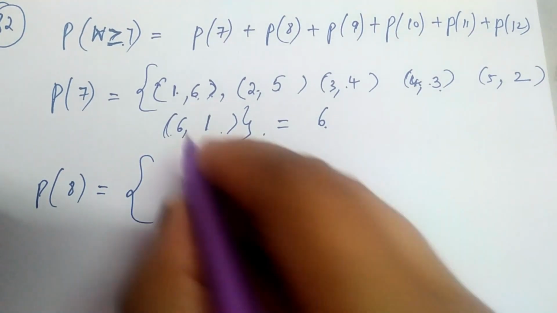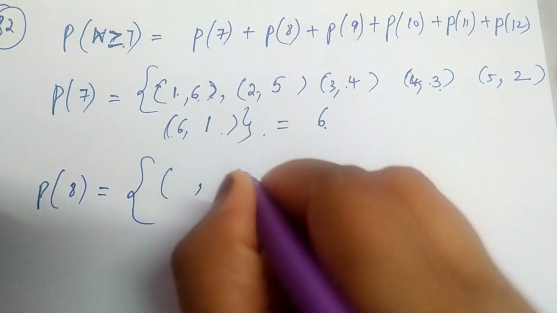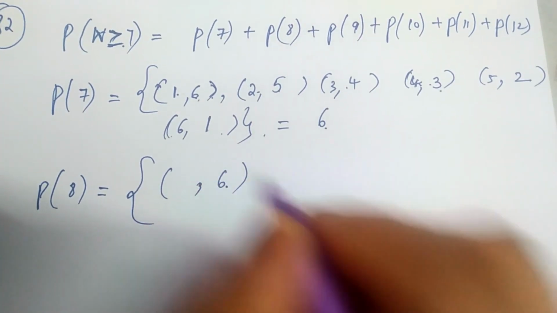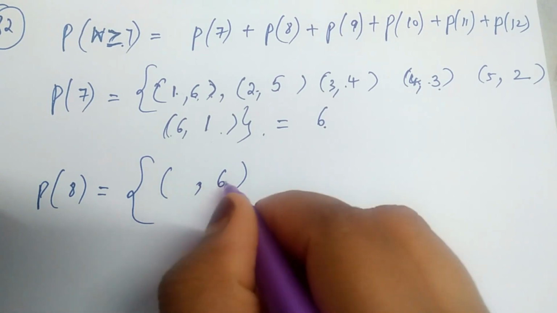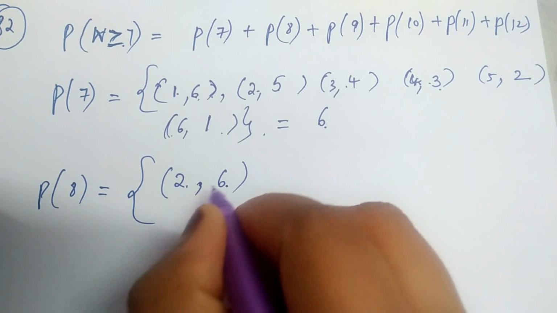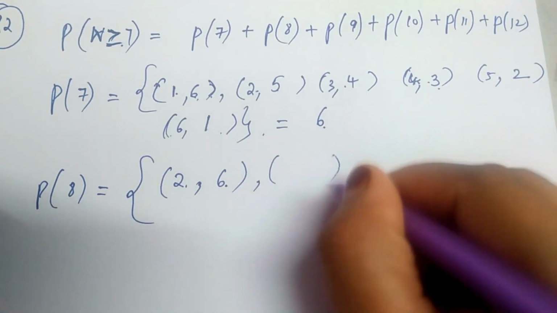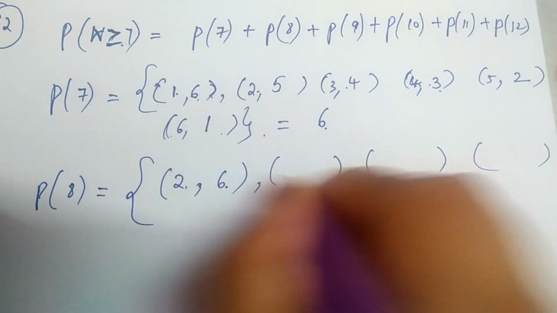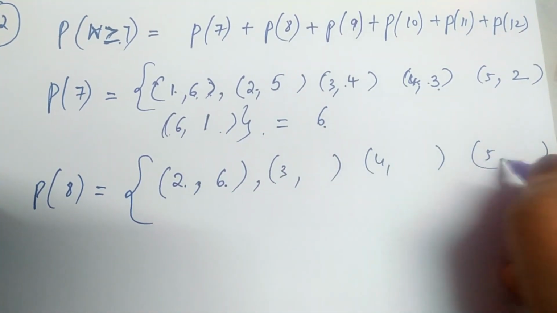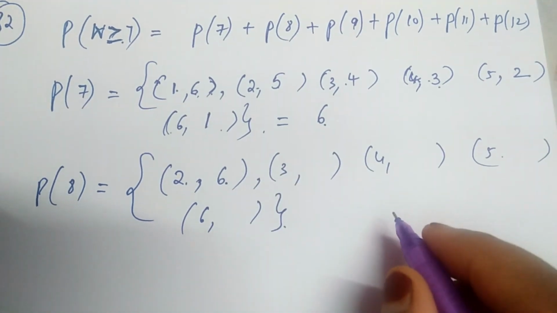The same way we do it with 8. In 8 you see we cannot start with 1. Suppose the last number is 6; to get 8 we cannot say 1. So we'll start with 2. 2 comma 6 is the first element. Next, 2, 3, 4, 5 and 6. 6 is the maximum number you can get, not more than that.